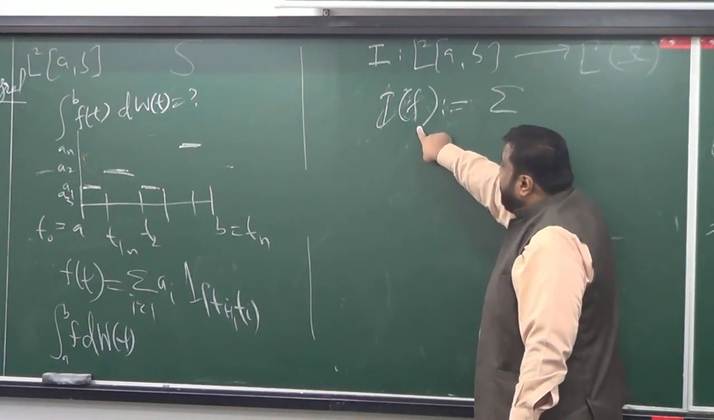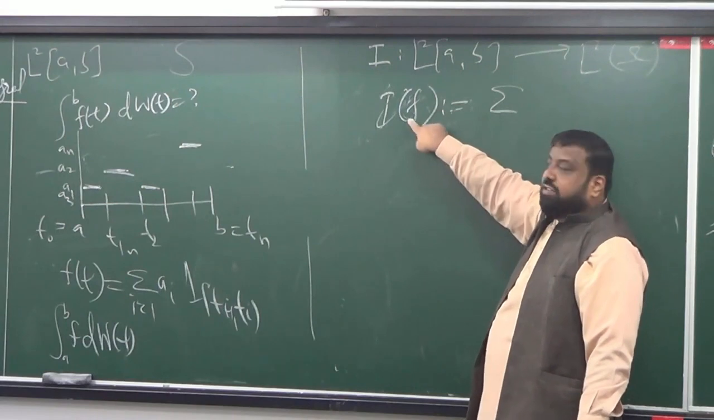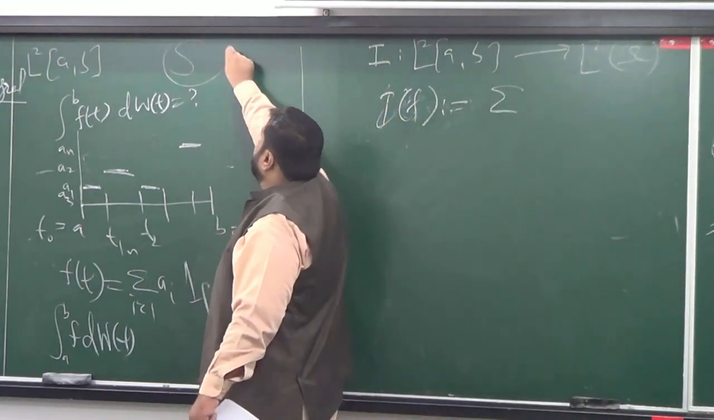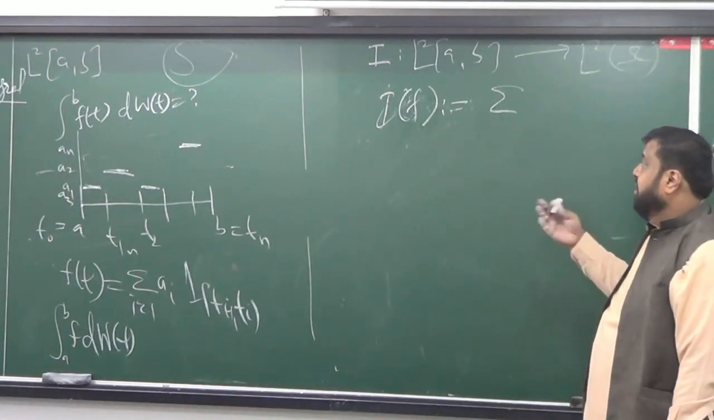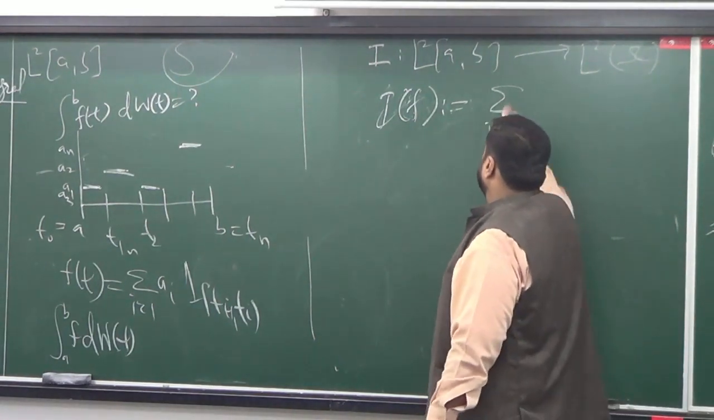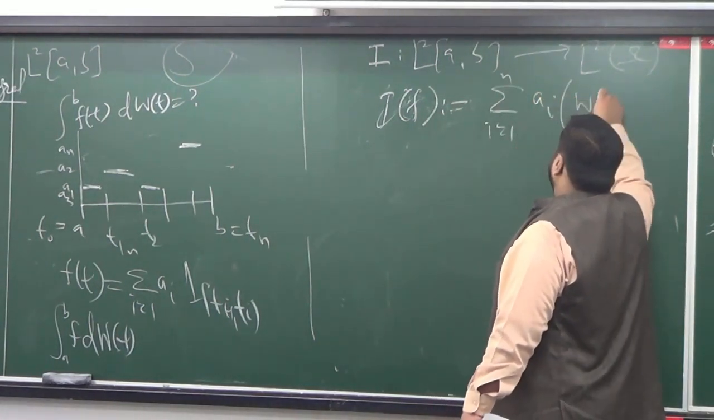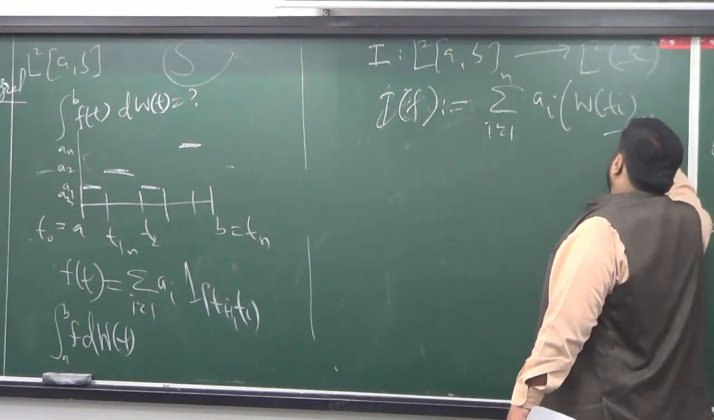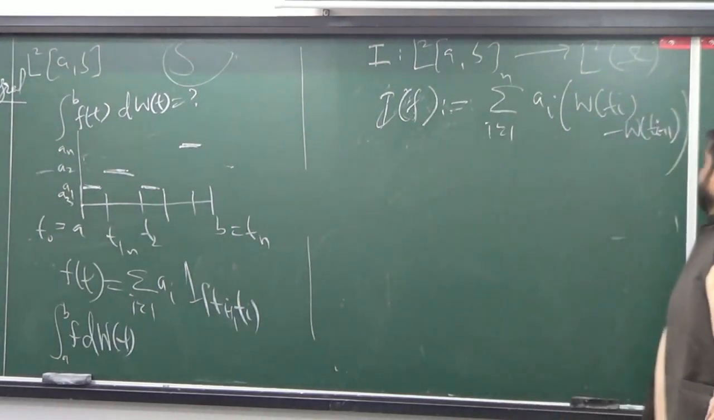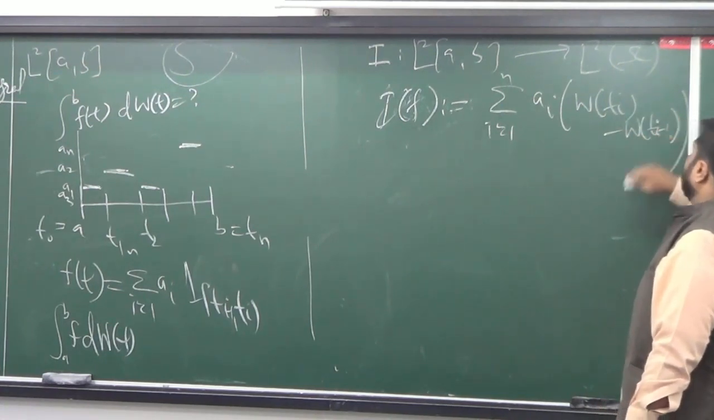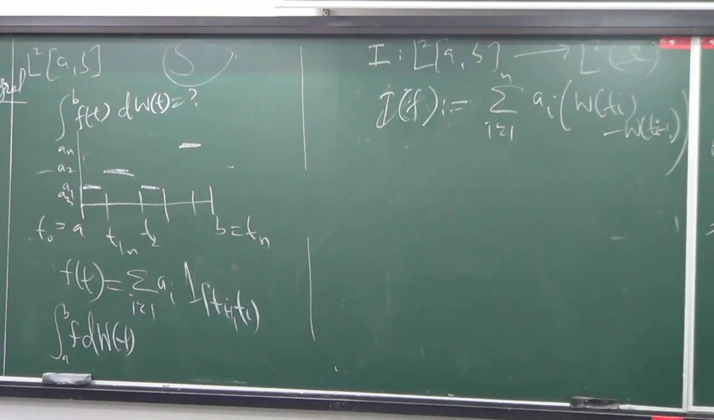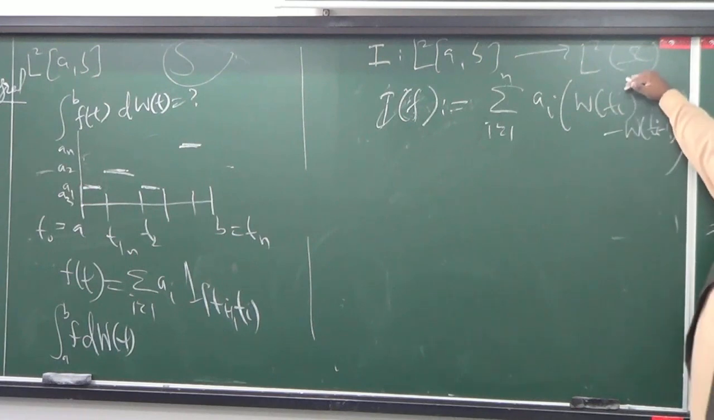So I'm defining I of f to be something. Keep in view that at the moment f is not from L2[a,b], but f is from some dense part of L2. Currently I'm only defining it for step functions, the sum from 1 to n of a_i times W(t_i) and W(t_{i+1}) increments. So what is the first question you can ask? Is this well defined? The only thing we need to verify is that it actually goes into L2(Ω).